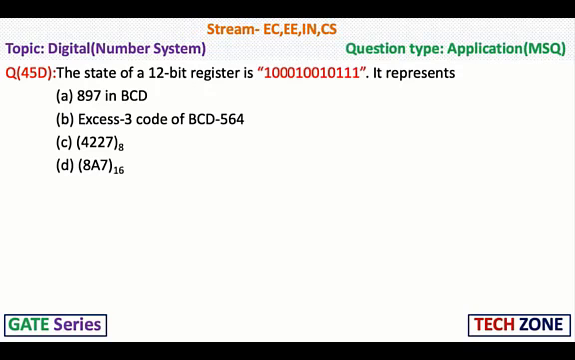So the next, the question here is, the state of a 12-bit register is 1000 1001 0111. It represents option A 897 in BCD, option B XS3 code of BCD 564, option C (4227) under the base 8, option D (8A7) under the base 16.